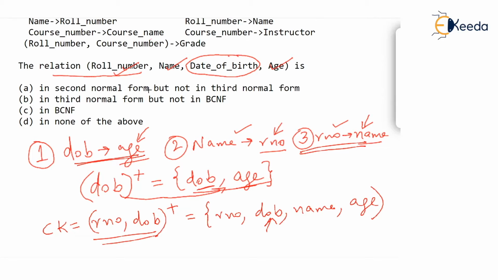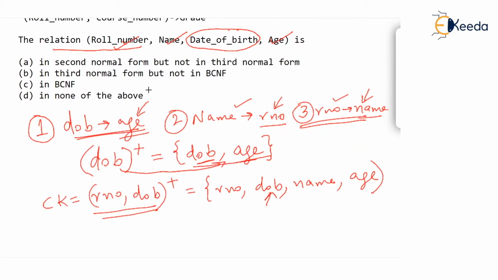Are there any more candidate keys? One thing is sure, that candidate key must contain date of birth. Why? Because none of the right hand sides have date of birth. So can we put something with date of birth and find out is there any other candidate key?